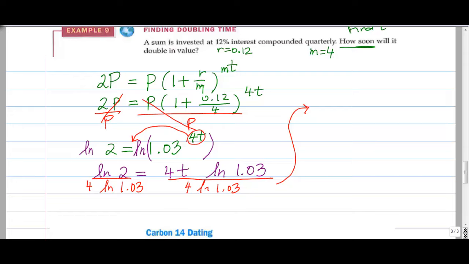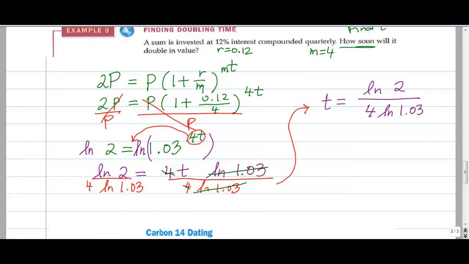And then I'm left with t equals ln 2 divided by 4 ln 1.03. Do you see that? So the 4's cancel out here. The 4's cancel out, and ln 1.03 divided by ln 1.03 is 1. So I'm left with t on the left side, and then all this on the right side.